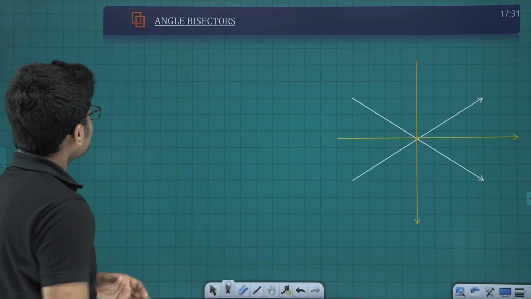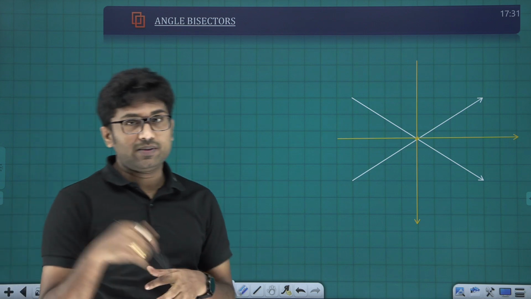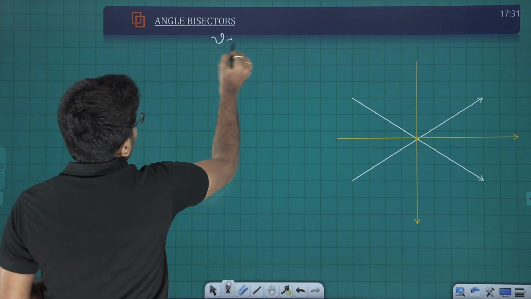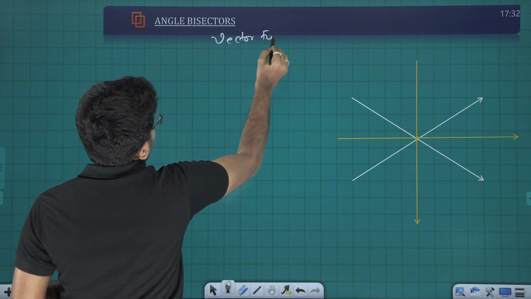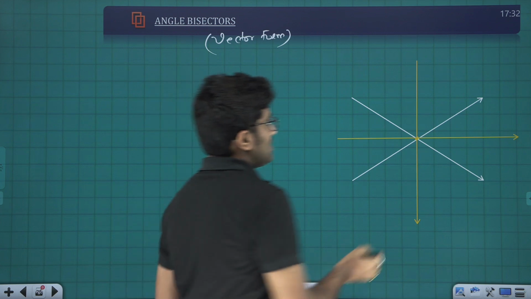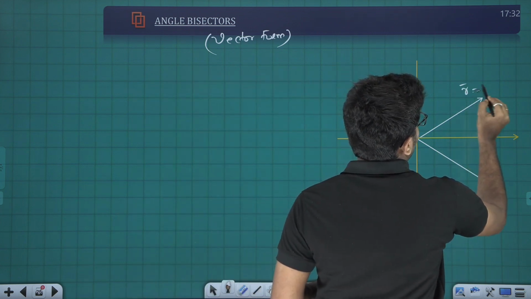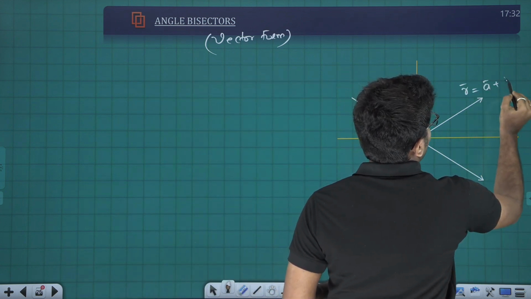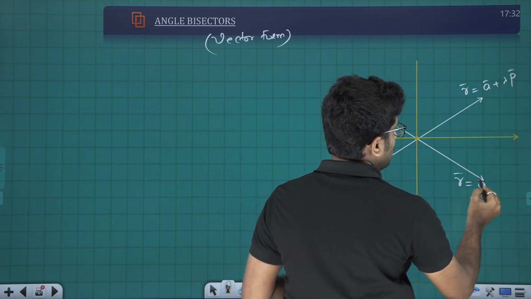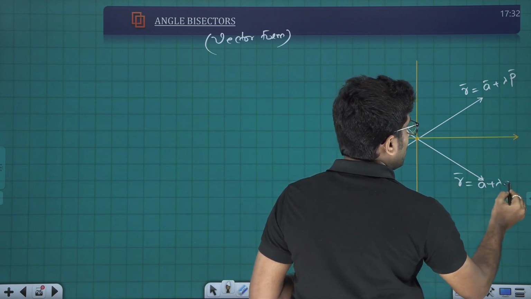Next, angle bisectors. Better we write it in only vector form, friends. That will be easy. In case of angle bisectors, let's say there are two lines. R bar is equal to A bar plus some lambda P bar. Another line is R bar is equal to A bar plus lambda Q bar.